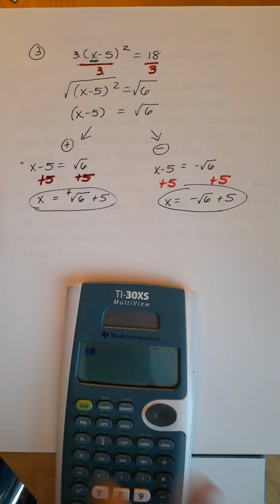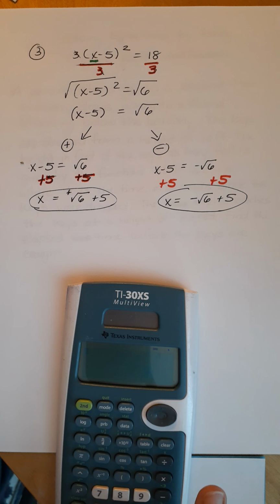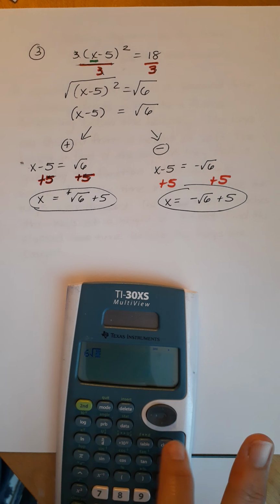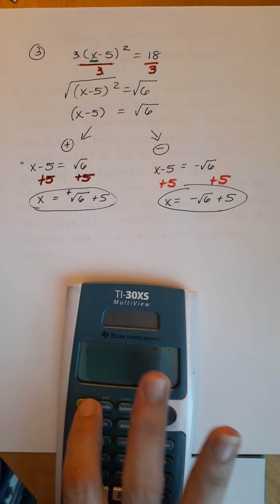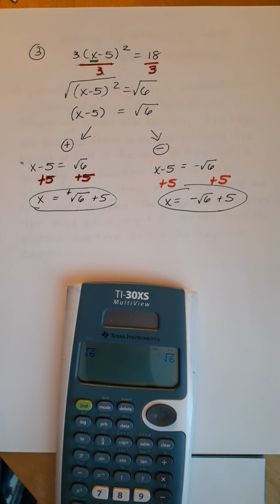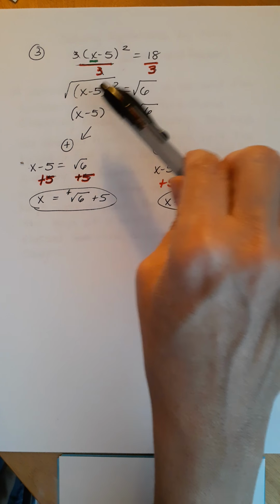So if we were to take the square root of 6, oops, wrong way. Oh, I did it again. Okay, oh well, anyway, we would get the square root of 6. Never mind about that.